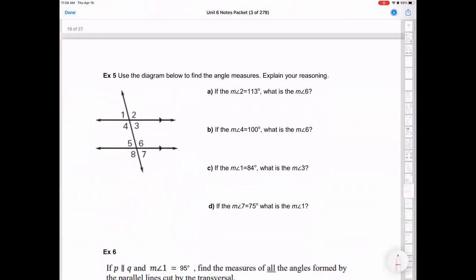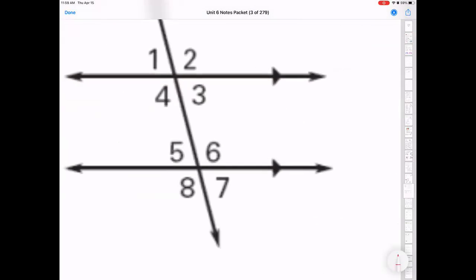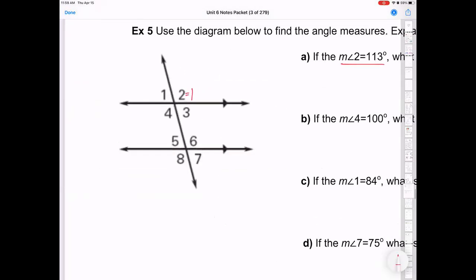For example 5, we have a diagram. What you're doing is using alternate exterior angles and alternate interior angles to find these different angle measures. Then we're going to state the classification type and also state how many degrees it is. We'll do the first one, A, together so we can see it in action. It says the measure of angle 2 is 113 degrees. So on our figure, we're going to put 113 degrees.